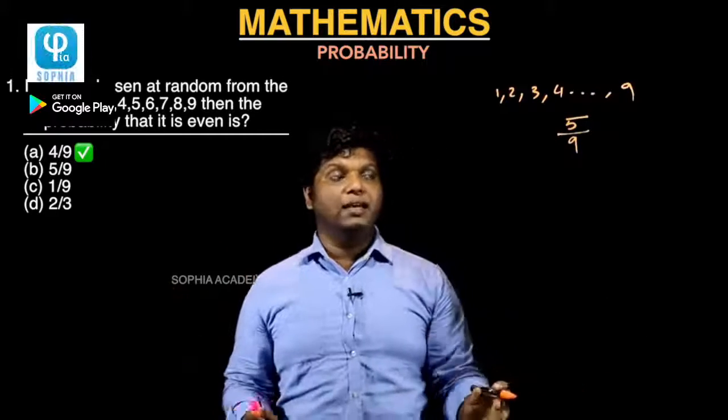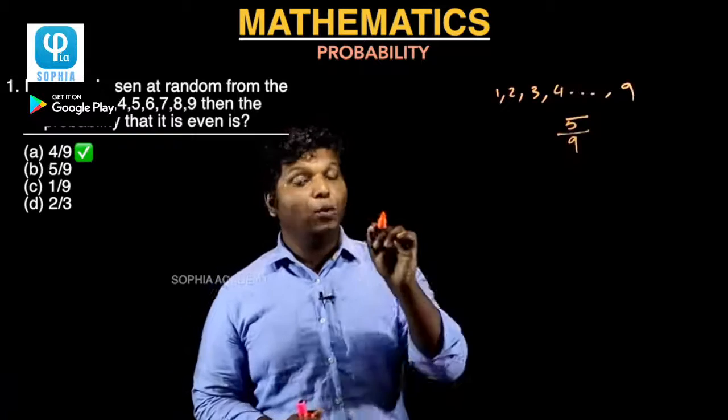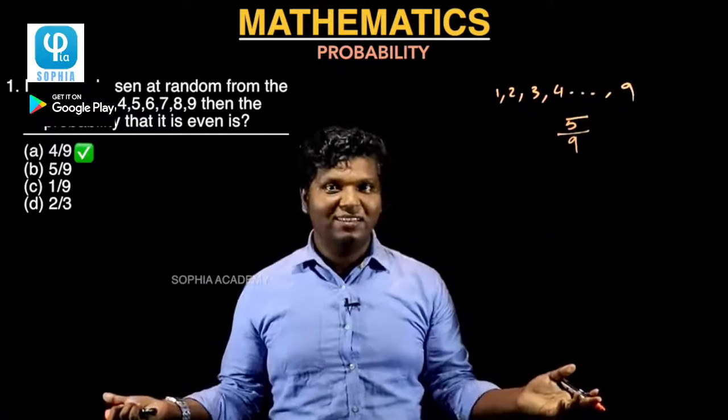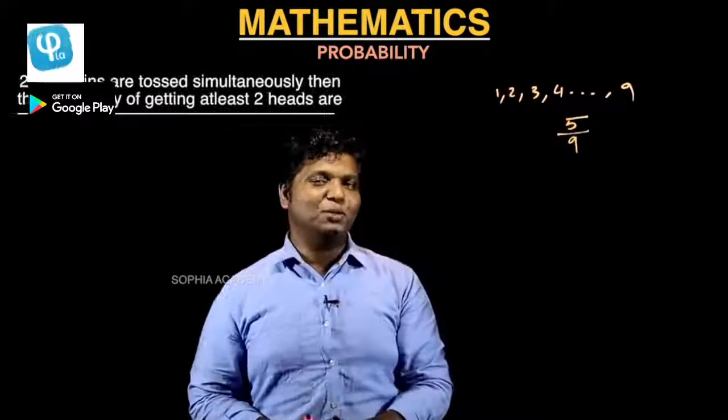So this is the way to understand a question. Total outcomes, that you have to write on the denominator part. And your favorable outcome, that you have to mention on the top. That's it. That's your answer. Hope you understood, right? Going to the next question.